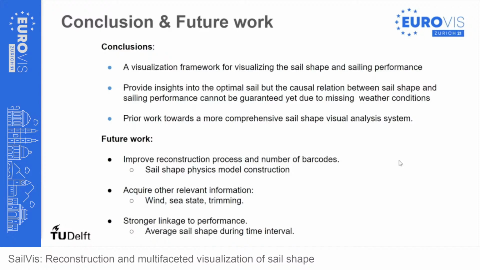For future work, there are several directions we can go. One of them is to improve the reconstruction process and reduce the number of barcodes by constructing a sail shape physics model. In addition, we could also acquire other relevant information of the training, like the wind conditions, sea state, and training information. If we want to achieve a stronger linkage to the sailing performance, an average sail shape can be implemented during a certain time interval to reduce the influence of high-frequency change.